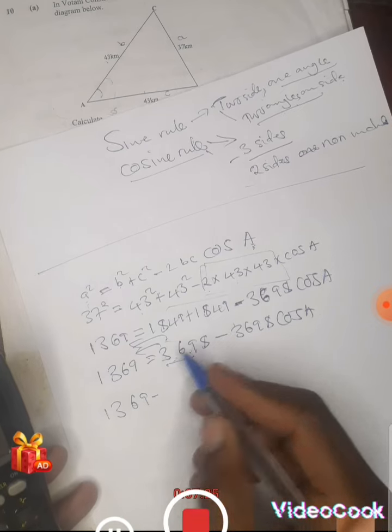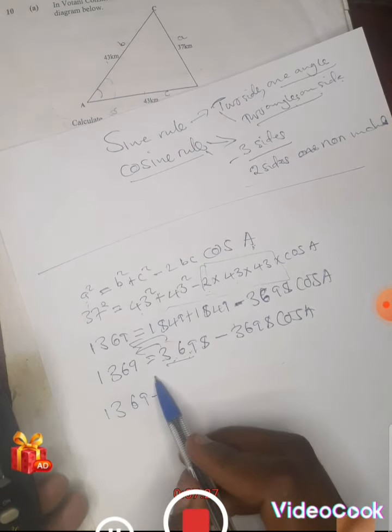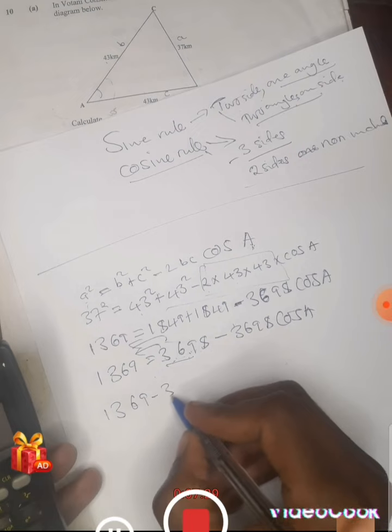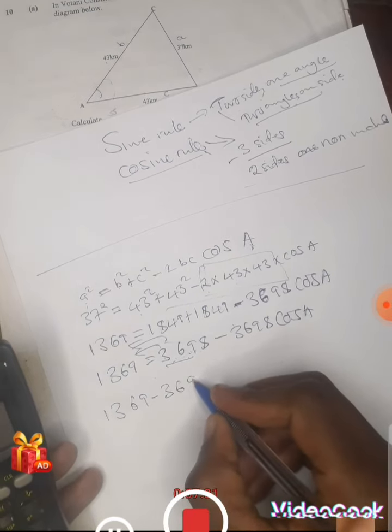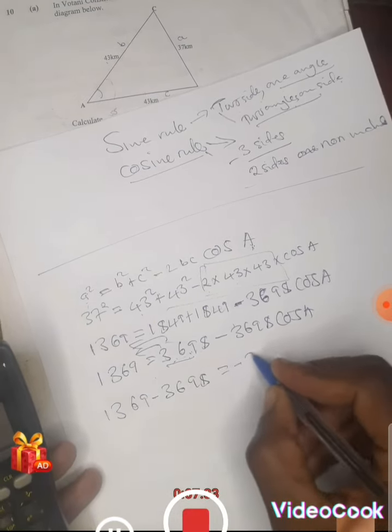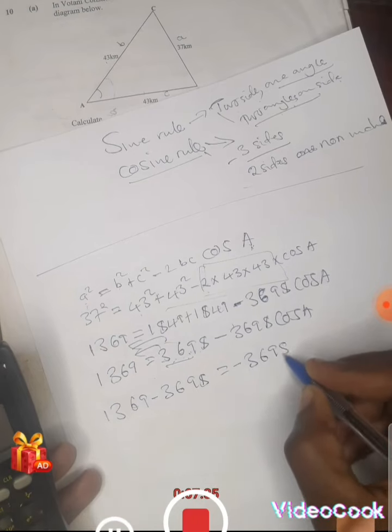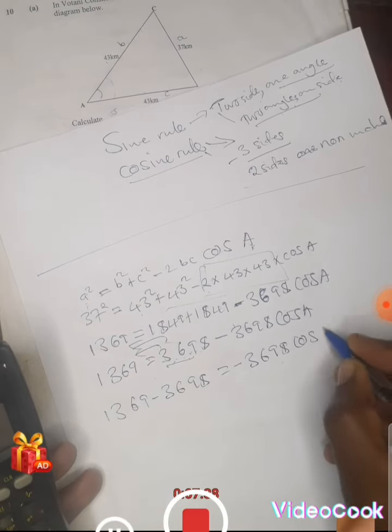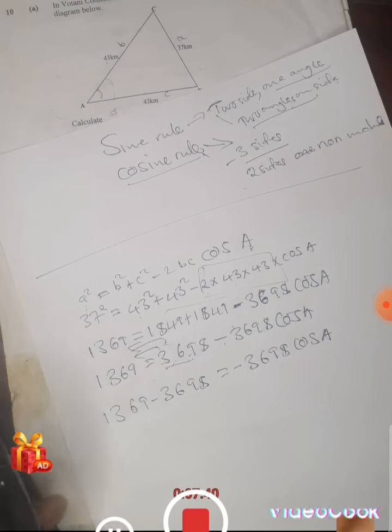In this case, the positive, when it goes this side, becomes a negative. So negative 3698 is equals to negative 3698 cos A. Do not leave out this negative. It's very important. It may give you the wrong answer. Okay, so be careful.